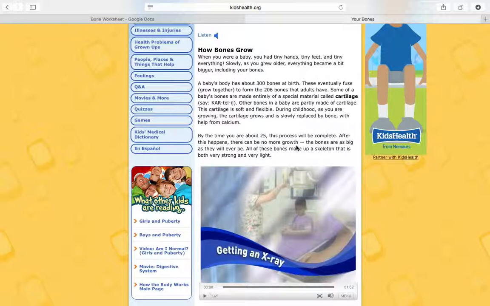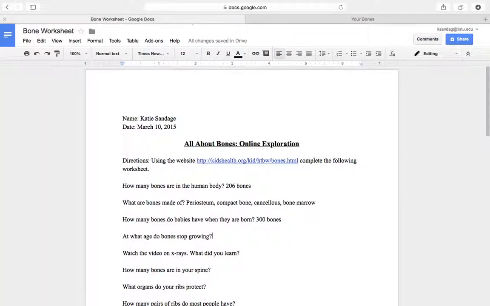After this happens, there can be no more growth. The bones are as big as they will ever be. All of these bones make up a skeleton that is both very strong and very light. So I'm going to add that in here. Now I'm going to stop here with the worksheet.